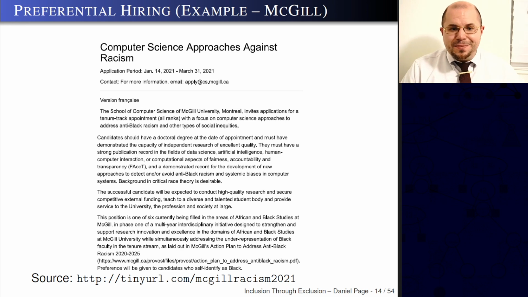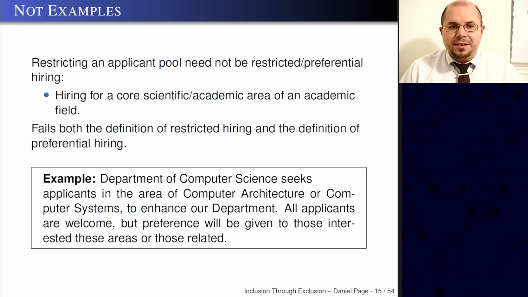It's actually right at the bottom. You'll see that it says preference will be given to candidates who self-identify as capital B Black. That's what makes it a preferential hiring advertisement. It's not actually these other components. It's actually that specifically. So that being said, what are not examples? Notice that all of these are on non-academic qualifications or qualities. So for example, if a hiring committee were to restrict on a scientific or academic area that's core to their field to enhance or complement parts of their department, that isn't an example of preferential hiring in our definition.